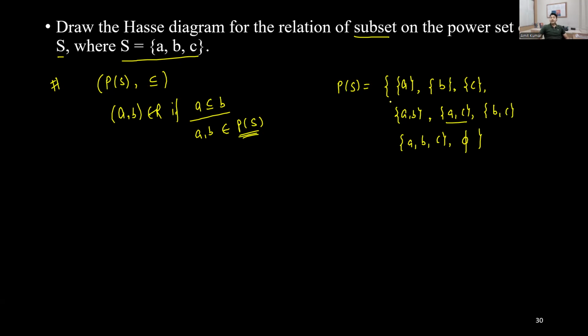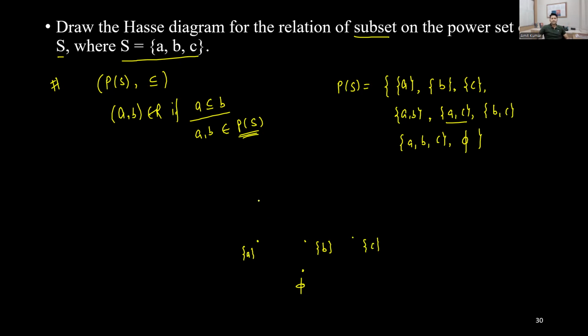Now let us try to draw the Hasse diagram. As in the last example, they were numbers, so it was easy to place them. The larger goes on the upper side and the smaller on the lower side. But here we don't know whether A is larger, B is larger, or C is larger. Larger is decided on the basis of the relation, which is subset here.